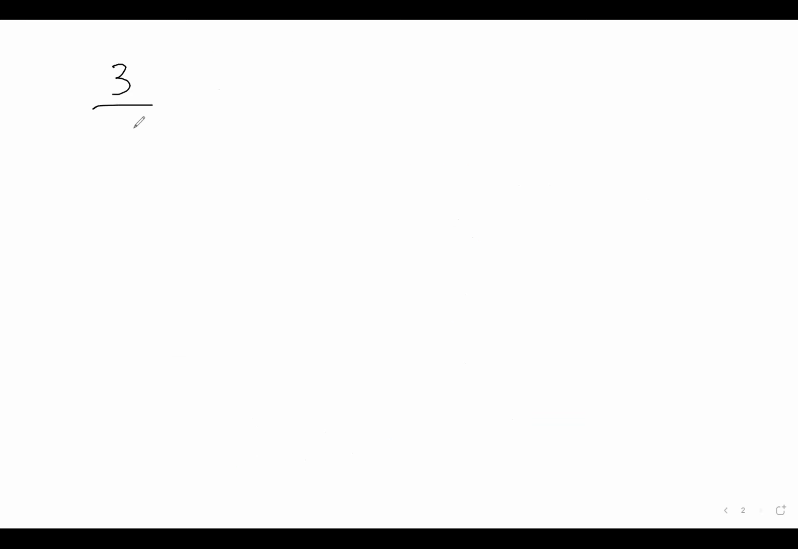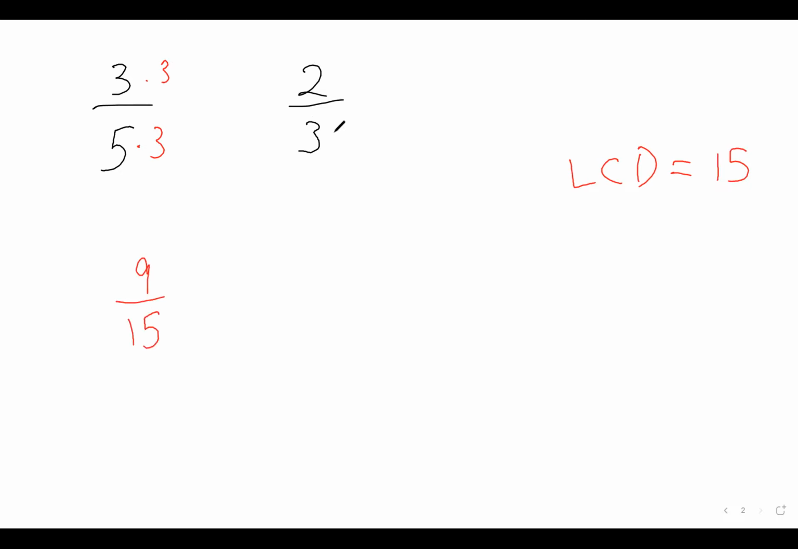If you feel comfortable getting common denominators to compare your fractions, that's a completely valid way to do this as well. So let's get a common denominator of 15, because 3 times 5 is 15. So that would become 9/15 for the first fraction. 5 times 3 is 15, 3 times 3 is 9. And then for the second fraction, 2/3, 3 times 5 is 15, 2 times 5 is 10.